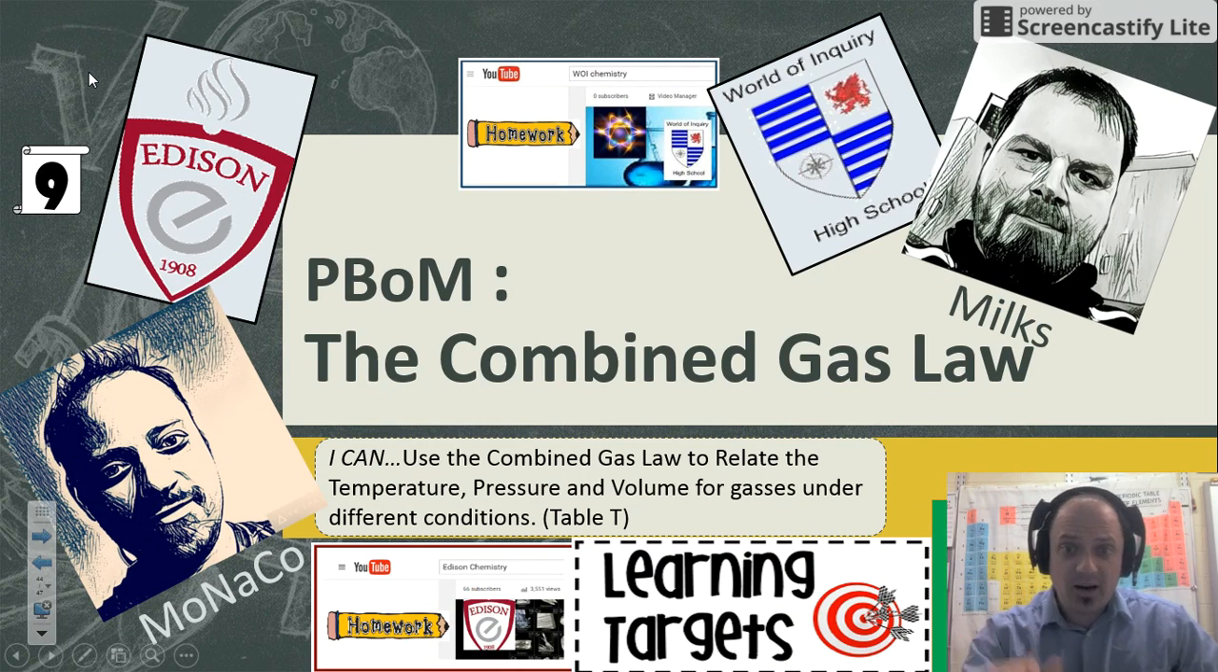Okay. This combined gas law relates temperature, pressure, and volume for gases under different conditions. So it's always a before versus after scenario. And that's what I want you to keep in your mind as you're working through these problems. Before versus after, constants don't change. If it's a sealed container, we can figure out what our missing variable is.